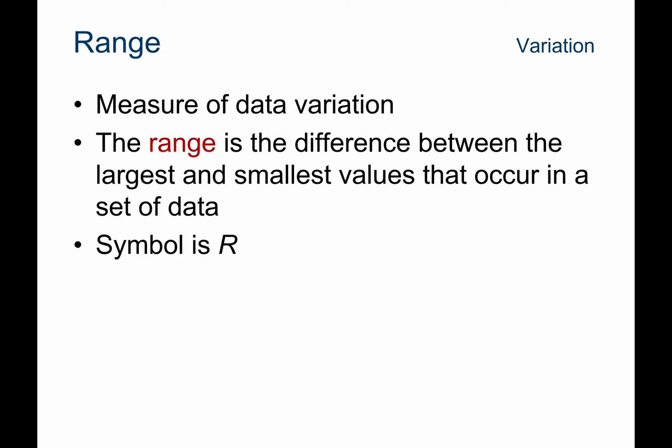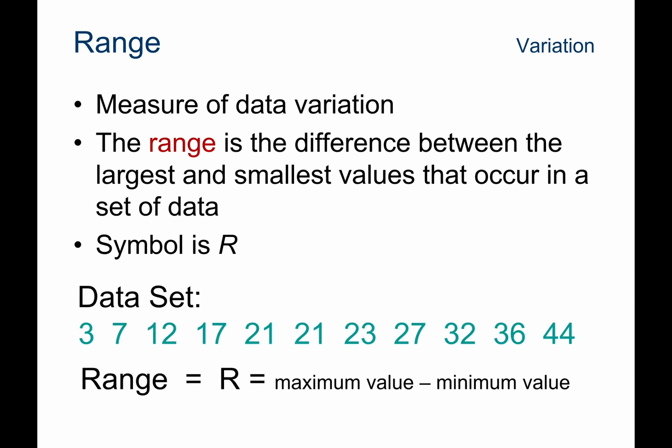The final type of statistic is what we call variation, where variation is how spread out your data is. And you're used to measuring variation with range. Range is the difference between the largest and smallest values. Remember, when you see difference, that means subtraction. So I would do the maximum value minus the minimum value. In this data set, that's 44 minus 3, which gives me a range of 41.